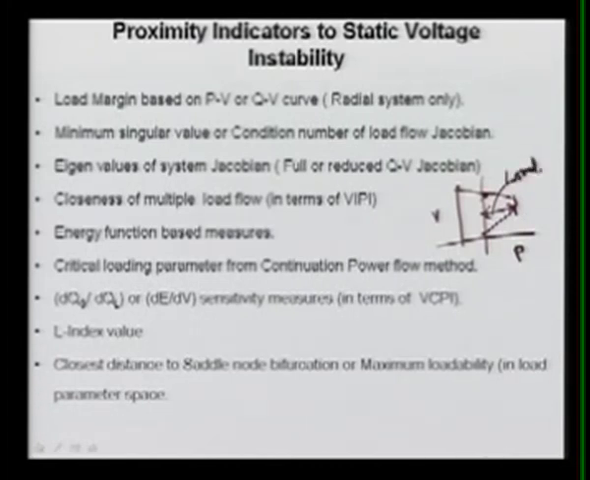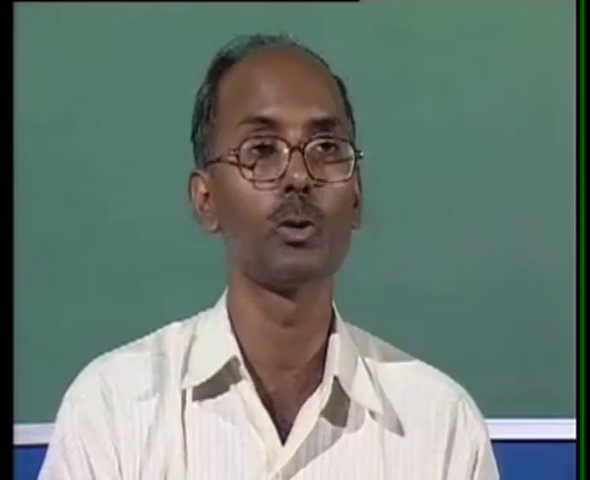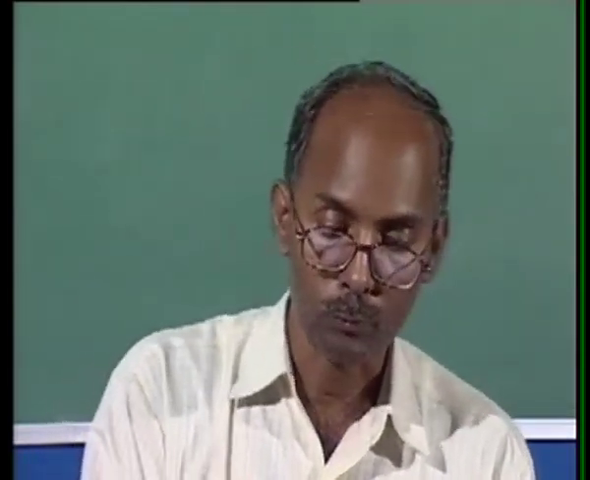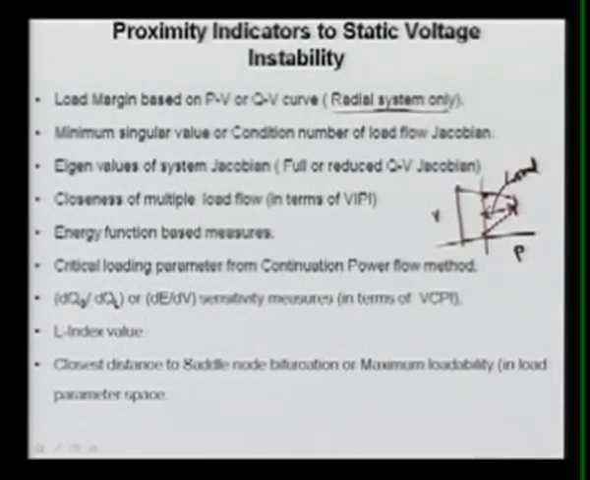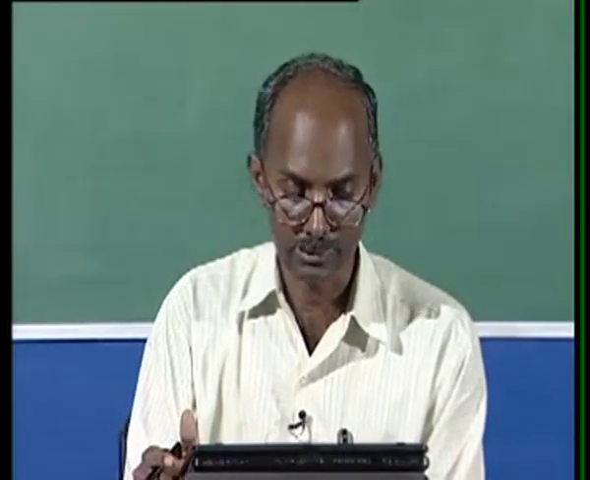So, we can say that if you have more load margin in a radial system, your system is more stable. If you are operating very close to the nose point, then you are very close to the voltage instability condition, and that is true only for radial systems. Similarly, we can also go for the cubic curves and analyze how close we are with respect to voltage instability.